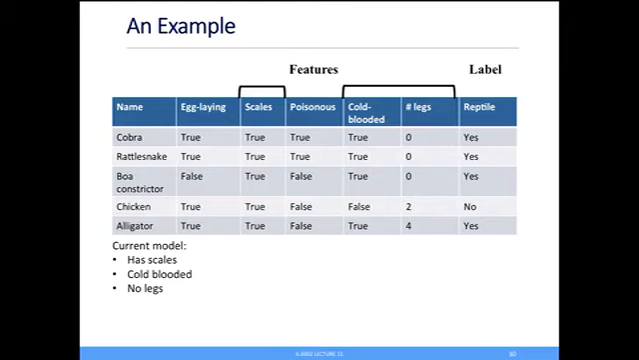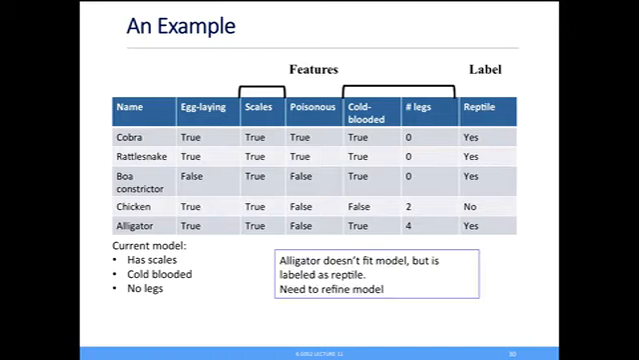And now I'll give you an alligator. It's a reptile. And oh, fudge, right? It doesn't satisfy the model. Because, while it does have scales, and it is cold-blooded, it has legs. I'm almost done with the example, but you see the point.